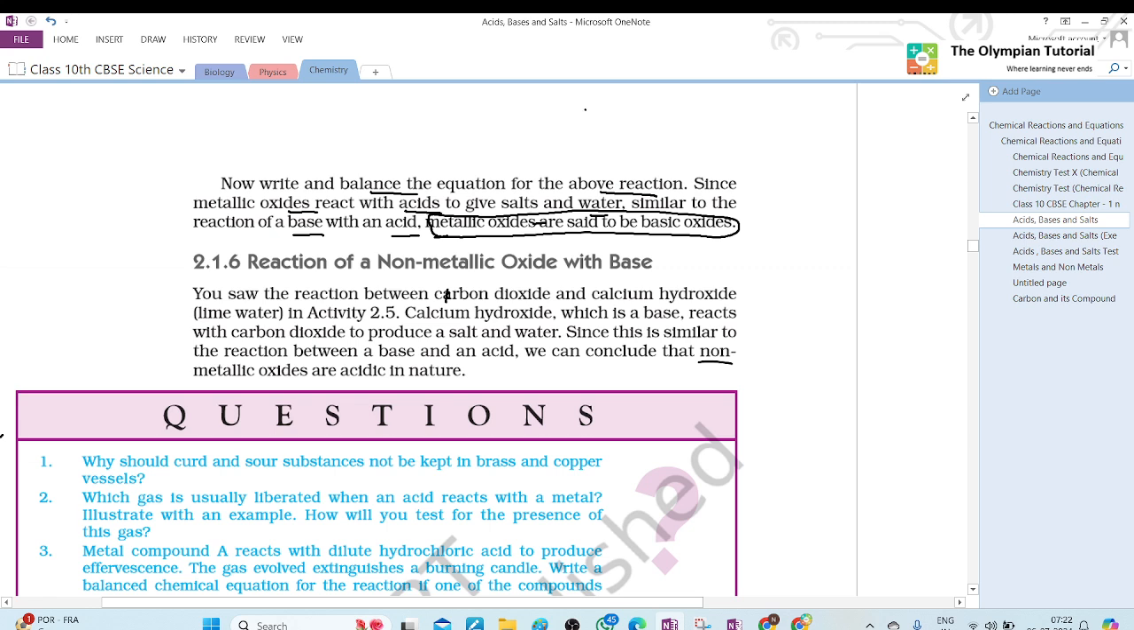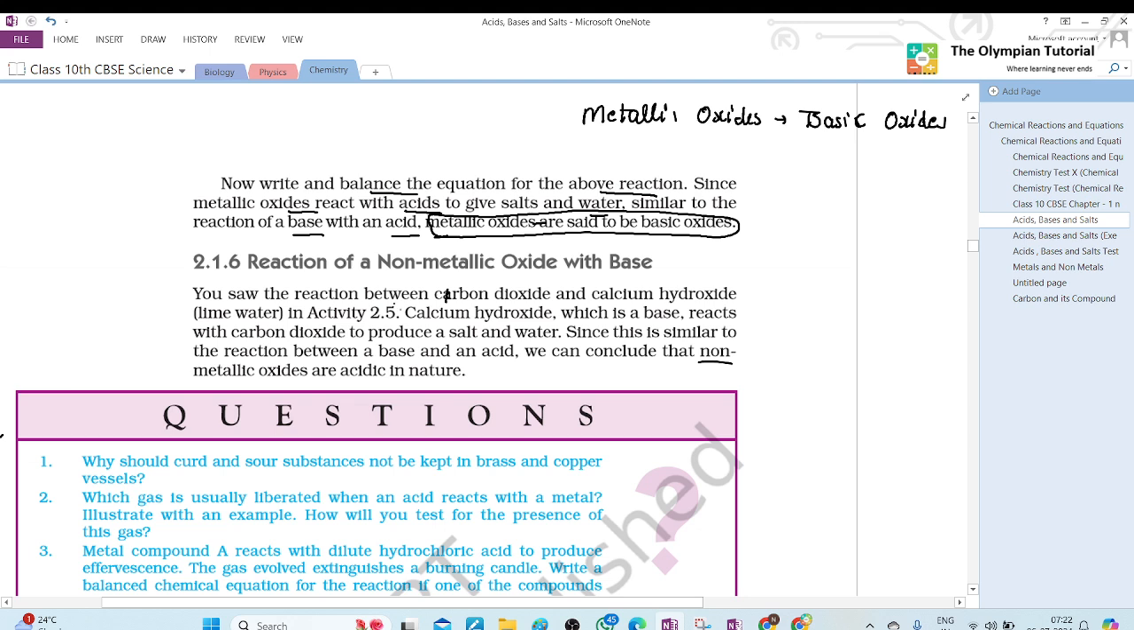No need to write the complete sentence. You can simply write metallic oxides, basic oxides. Okay.